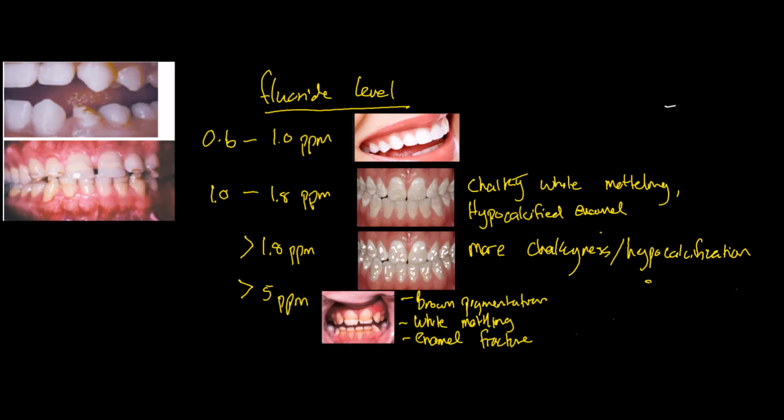And you also see enamel fracture due to the weak enamel. So any amount of fluoride that is greater than 6 parts per million affects 90% of the dentition.